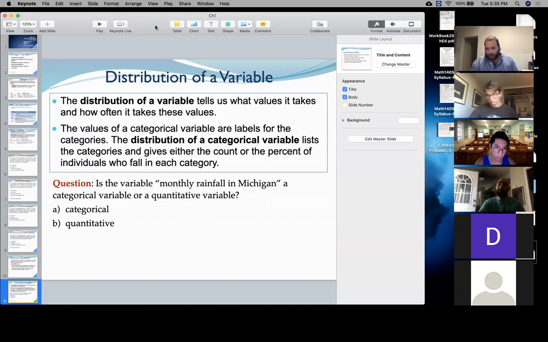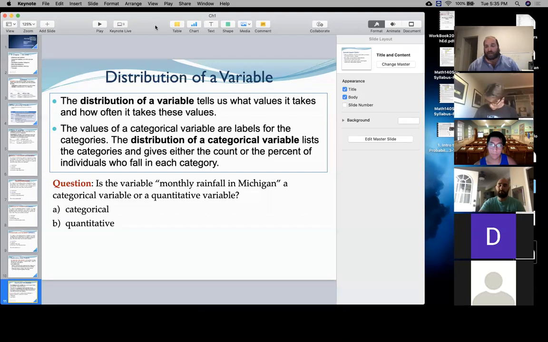Here's an example. You flip a coin. What is the variable when you flip a coin? What are the things that it might be? Heads or tails. How often, if it's a fair coin, will it take heads and will it take tails? 50-50, right? So the distribution in that case would be 50% heads, 50% tails. I give you the possibilities, the values that it can take, and I give you the likelihood of getting each of those values.